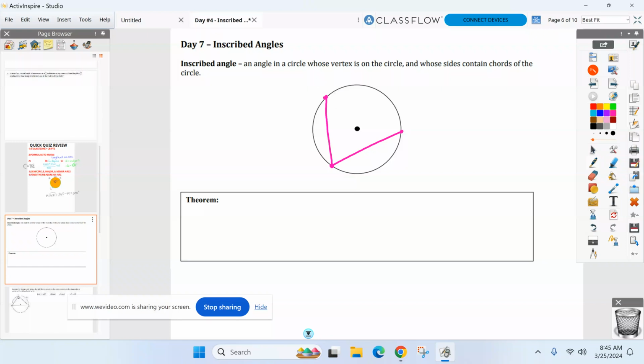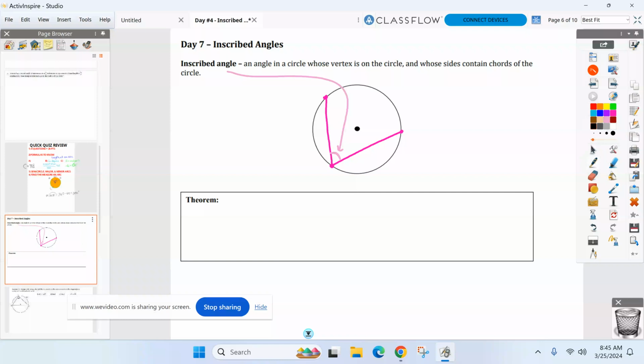Okay, so now you have a central angle, which comes from the center. And now today I'm going to introduce an inscribed angle, which the vertex is on the circle. All right, inscribed angle. The vertex is on the circle. So this is an example of an inscribed angle.